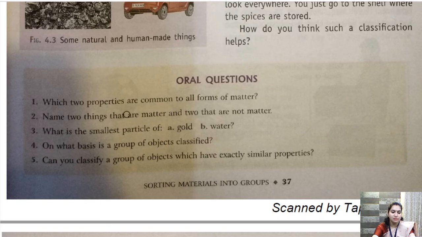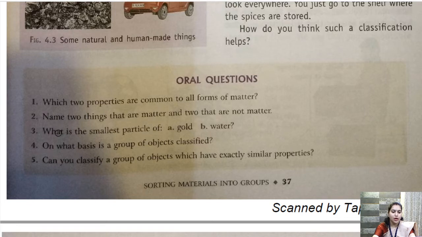Question number 2. Name two things that are matter and two things that are not matter. This also we have discussed. Yes children, quickly tell me: name two things that are matter. Take anything: wood, paper, book. Anything is matter. So you can write pencil and book are matter. Whereas what is not matter? Feeling of love, feeling of sadness is not matter. Clear? I'll give you the answer, don't worry. Then you will write it down.